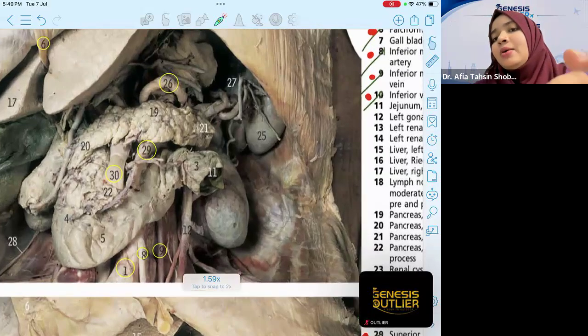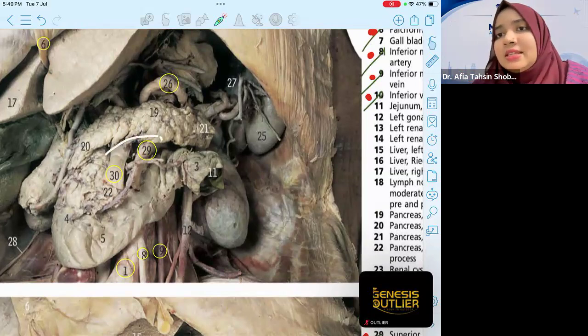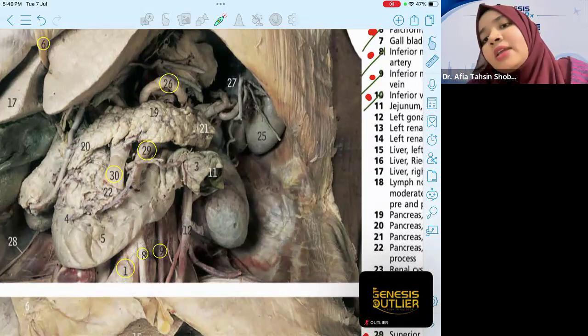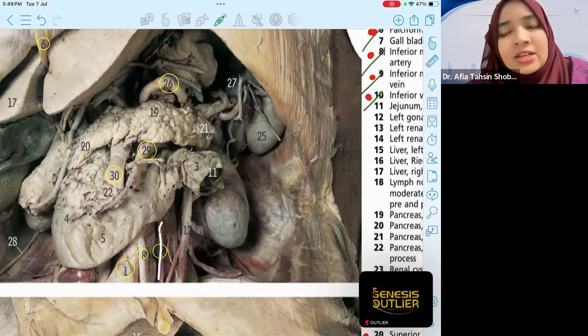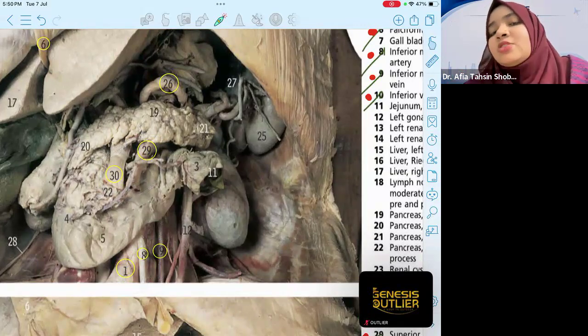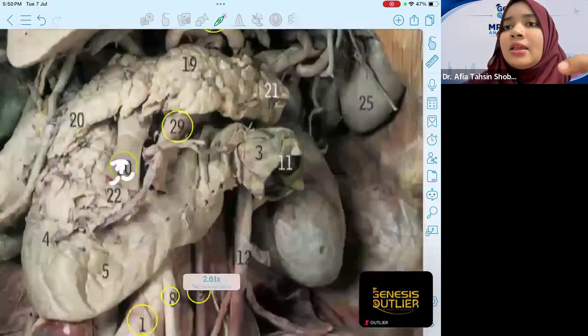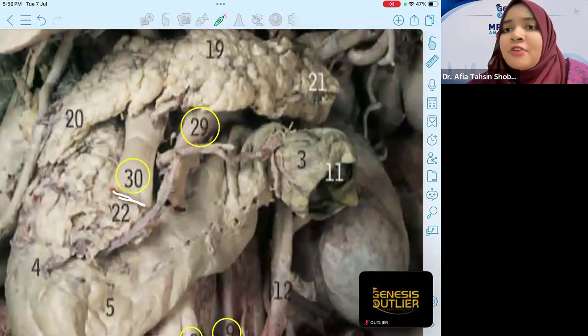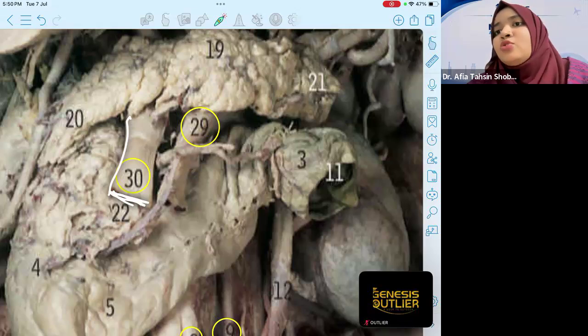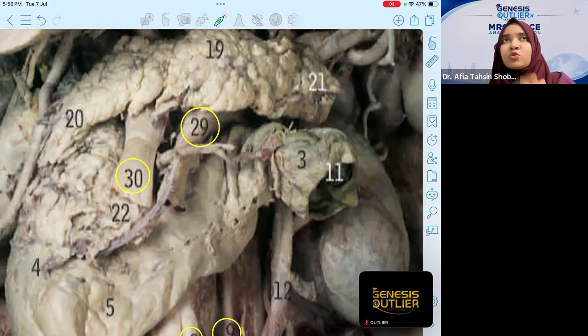So here there is a chance of mistake, this and this. The conventional tip is that a blackish structure is vein and a reddish structure is artery. But here we can make mistakes, so be careful. 30 here is what? Superior mesenteric vein. It is also a flattened structure. And 29 is cord-like, and a cord-like structure is mostly an artery. So we can use these tips here.